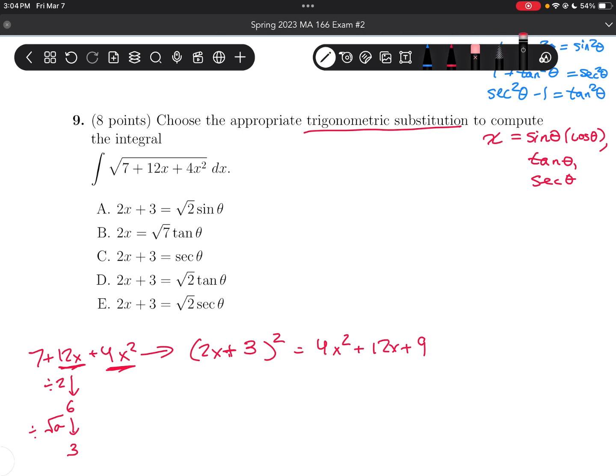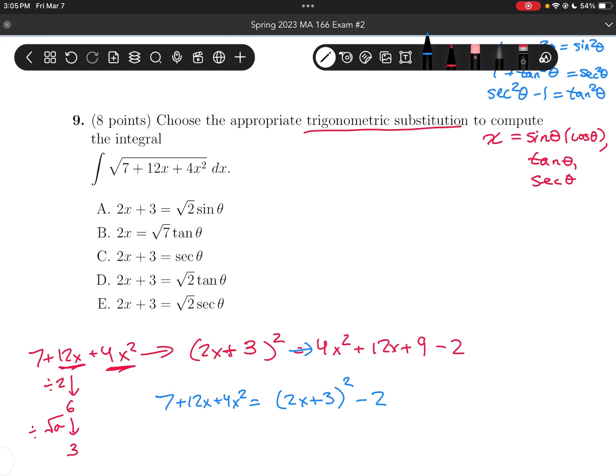And to complete this square, I have to essentially subtract just enough so that I get this. I have a 9 here when it should be a 7, so I want to subtract 2. So ultimately, I'll write it in a different color. I get 7 plus 12x plus 4x squared is equal to (2x plus 3) squared minus 2.